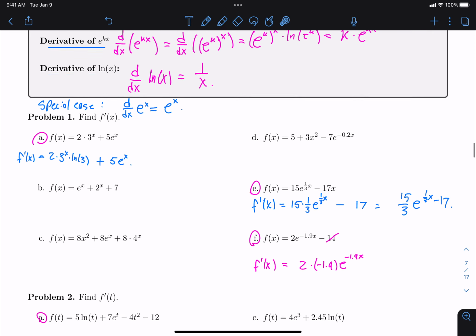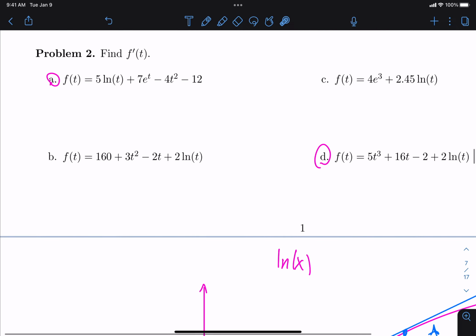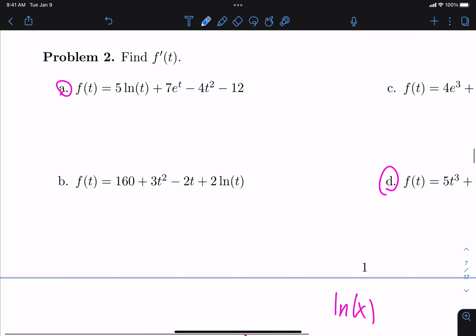So let's see really quickly how that would work with part A of problem 2. All right, so I need to find the derivative here, and I'm going to use the following rules. I'm going to use the sum and difference rule because I have differences and sums. So I'm just going to do the derivative of each summand. Okay? So let's start with the first one. 5 times ln of t. I can use the constant multiple rule to say that the 5 is going to hang out. And then what I need to write in this blank will be the derivative of ln of t, which we just learned is 1 over t.